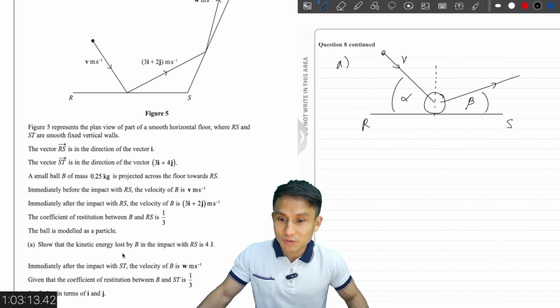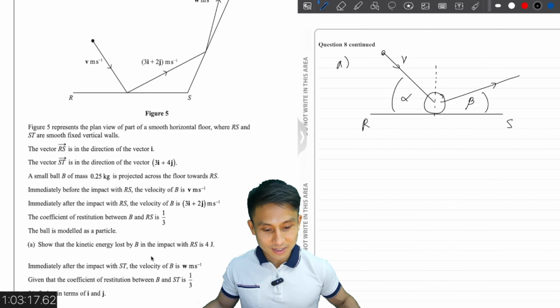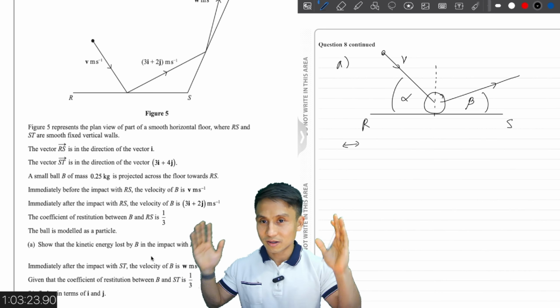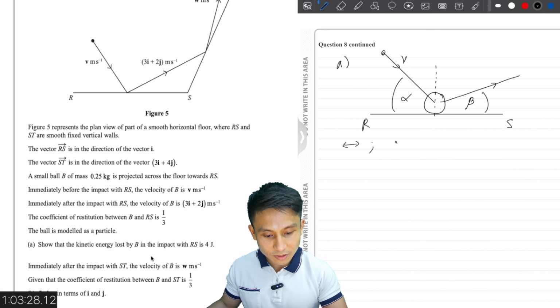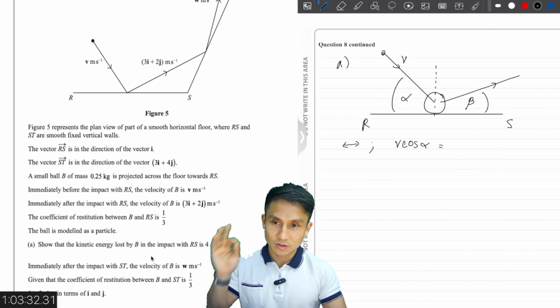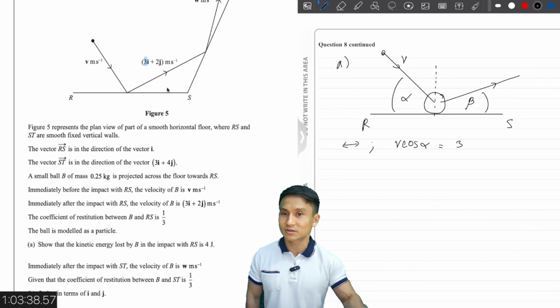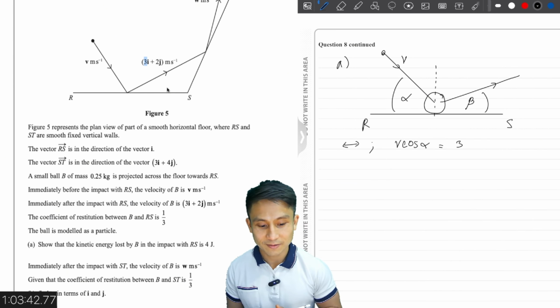Kinetic energy lost by B at impact is 4. So we're just going to have to find V basically. Okay, so I'm just going to write something first. Consider along RS here, where momentum doesn't change, right? So V cos alpha is going to be equal to 3, because the horizontal component, you don't need to find beta here, you just take 3 because it's already telling you that 3 to the right and 2 upwards, right?